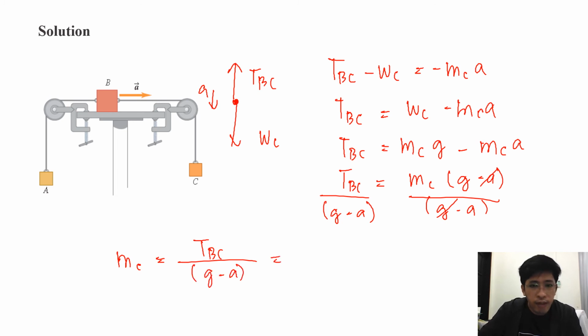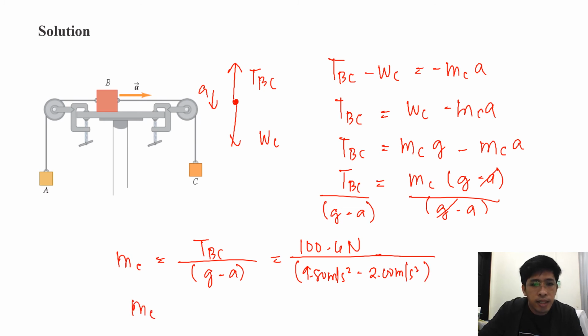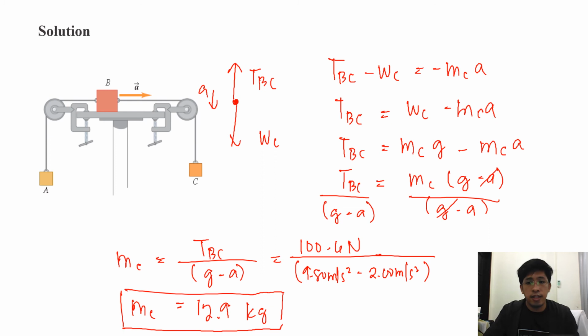So we have here 100.6 newtons for TBC divided by 9.80 meters per second squared minus 2 meters per second squared. And then your MC is equal to 12.9 kilograms. So you have the mass of your block C to be equal to 12.9 kilograms. And we finally solved the three target variables for our problem.